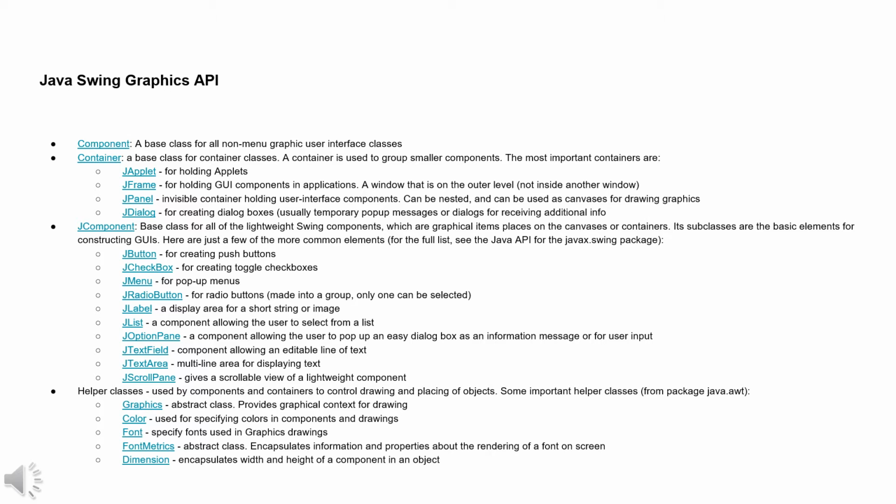JOptionPane, a component allowing the user to pop up an easy dialog box as an information message or for user input. JTextField, that's a component allowing an editable line of text. JTextArea, that's a multi-line area for displaying text. JScrollPane gives a scrollable view of a lightweight component.